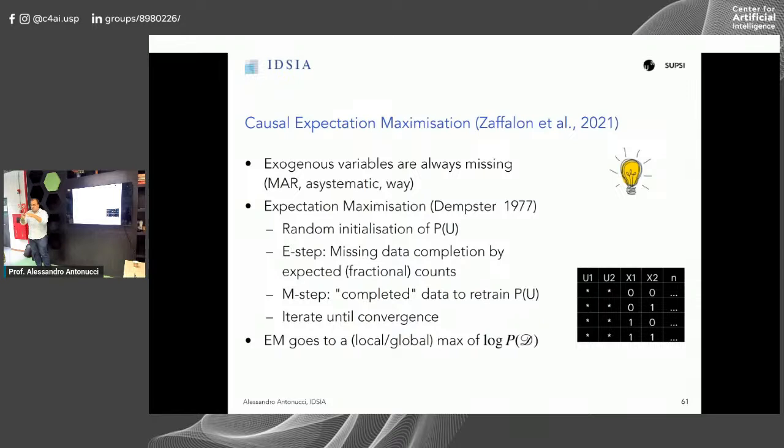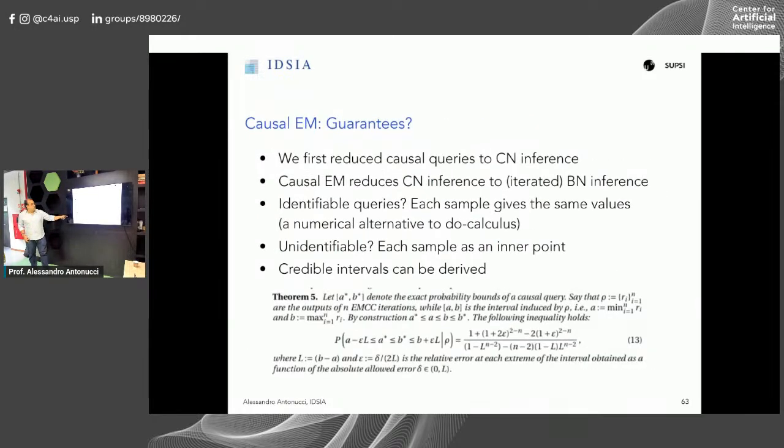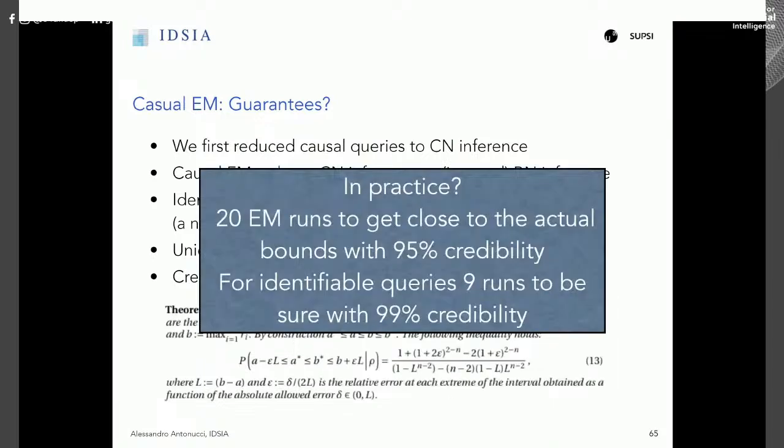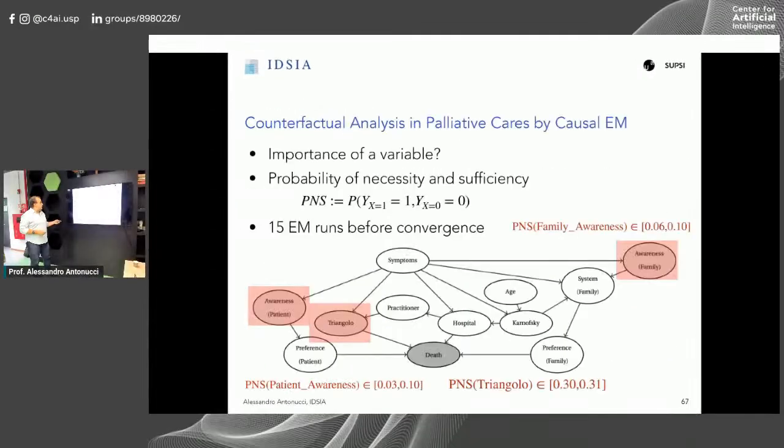Of course, this is an inner approximation. We have the true credal set, and we are finding points inside the credal set. The good news is that we have a result about credible intervals for this approach. So with relatively few EM runs, we obtain a good inner approximation. So we obtain a good description of the interval. And so this is our approximate approach. Now, let me be quick. Let me go back to this example. And this was an application. It's a bit sad example, but okay. It's the best we have, I think.